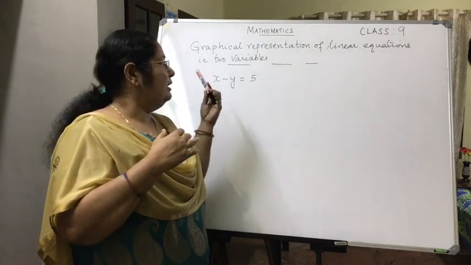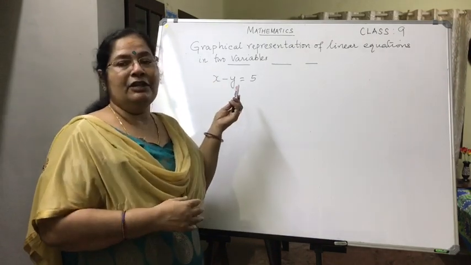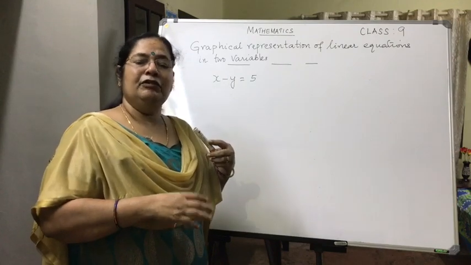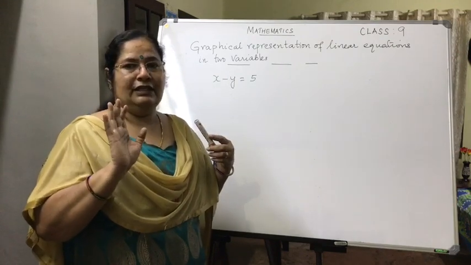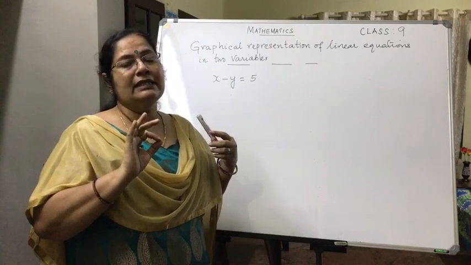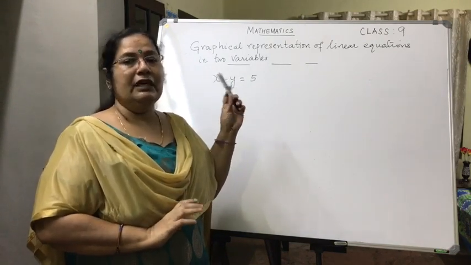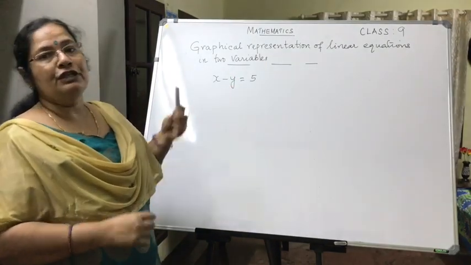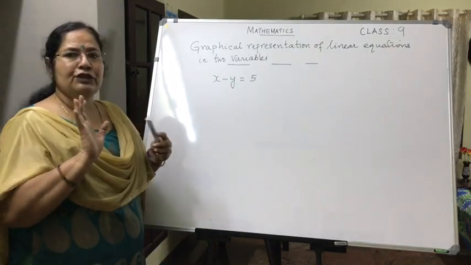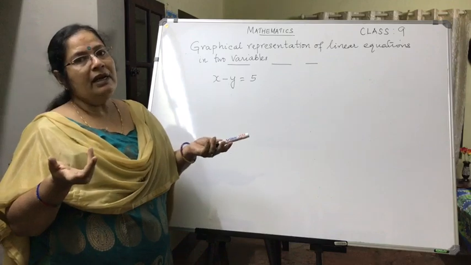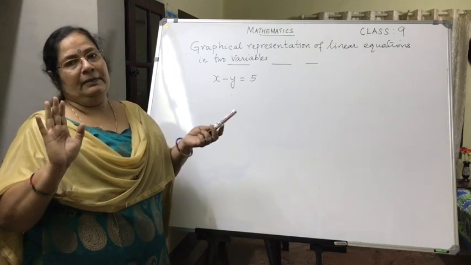For drawing the linear equation graphically, it is enough that you find three solutions. With those 3 points, we can make the graph for the linear equation. So let us try to find the solutions for this. Minimum 3 solutions only you require. You can find any number, but the minimum is 3.